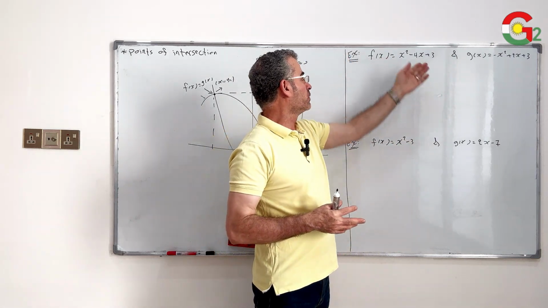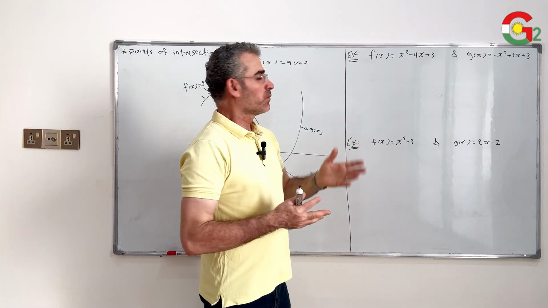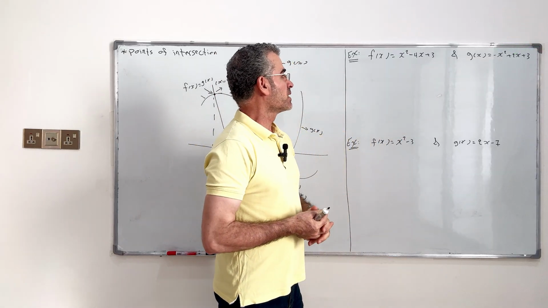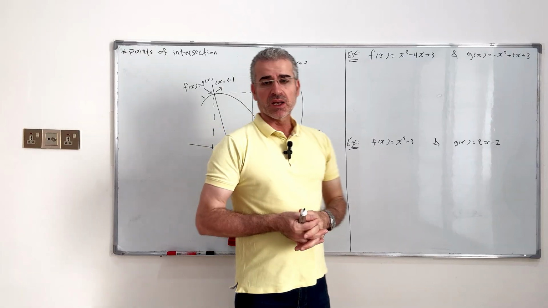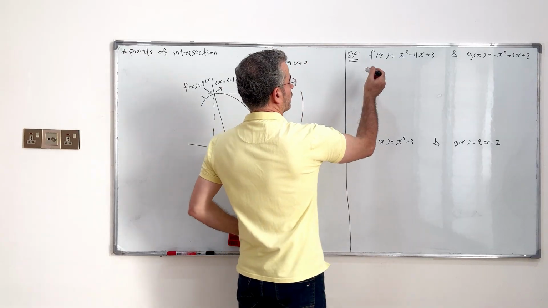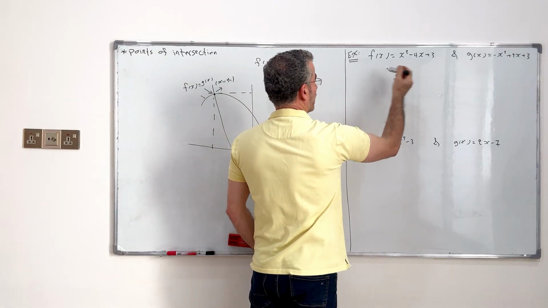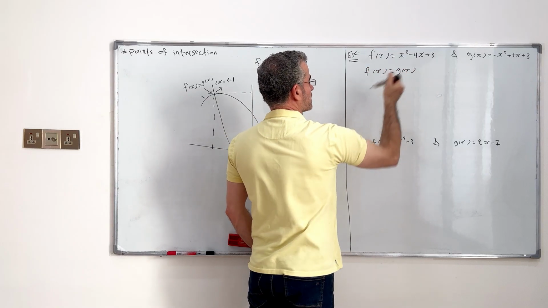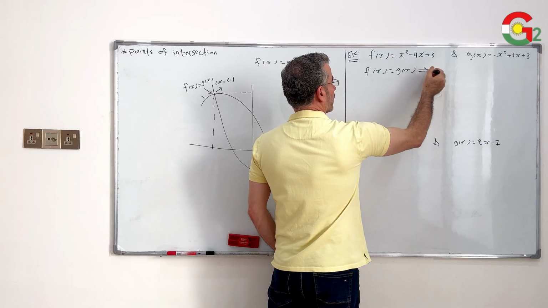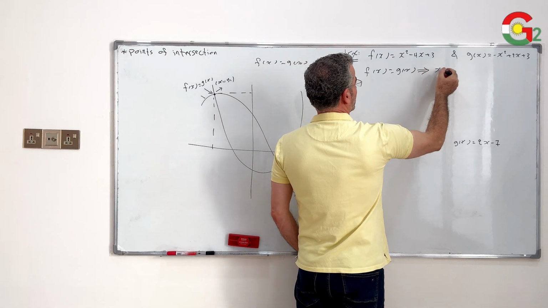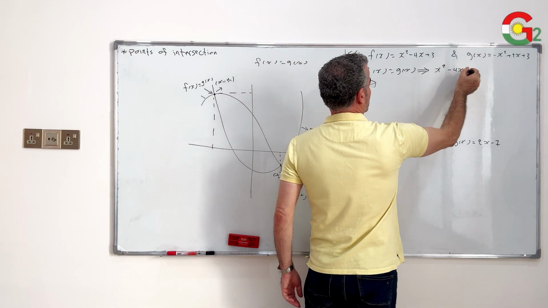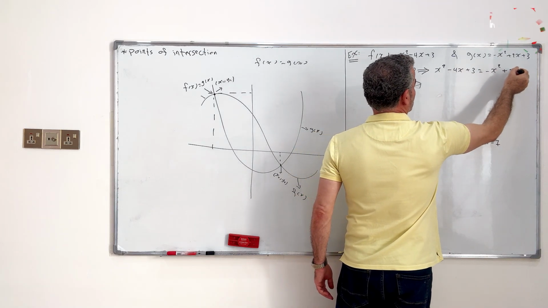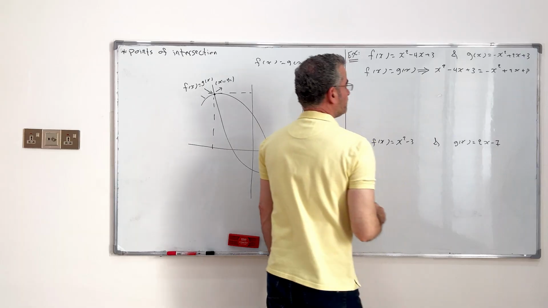F of x equals x power 2 minus 4x plus 3, a quadratic function. Also g of x equals minus x power 2 plus 2x plus 3. We said to find the point of intersection of these two graphs, we set f of x equal to g of x and solve this equation for x. Then it will be x power 2 minus 4x plus 3 equals minus x power 2 plus 2x plus 3.